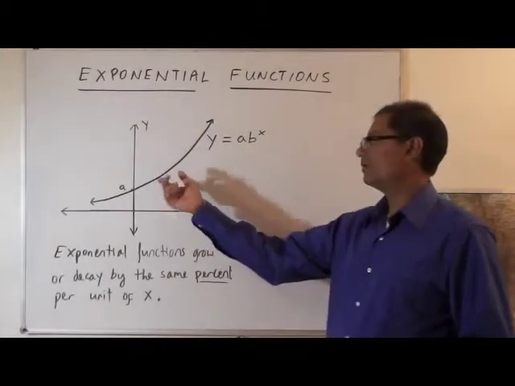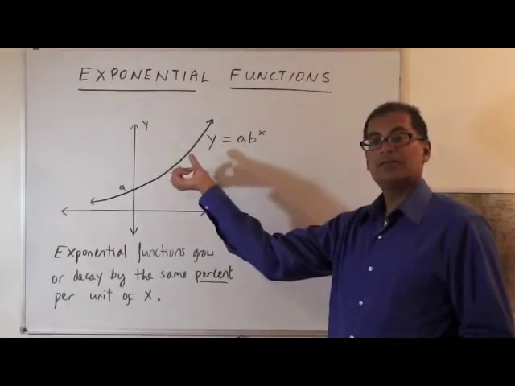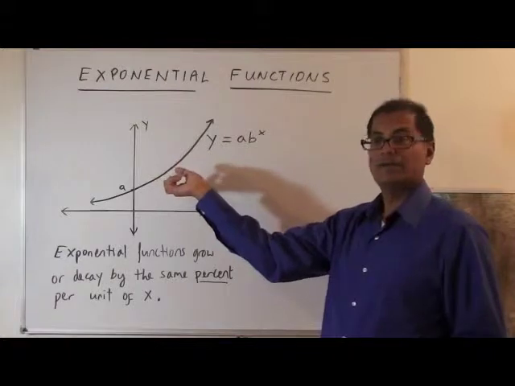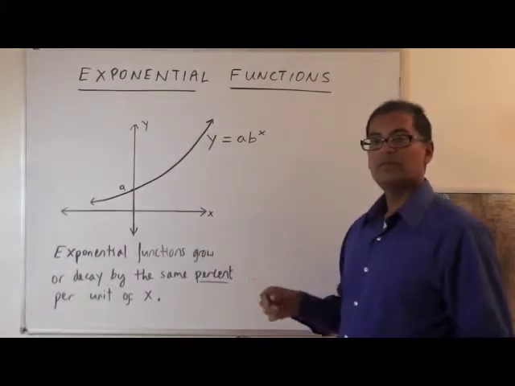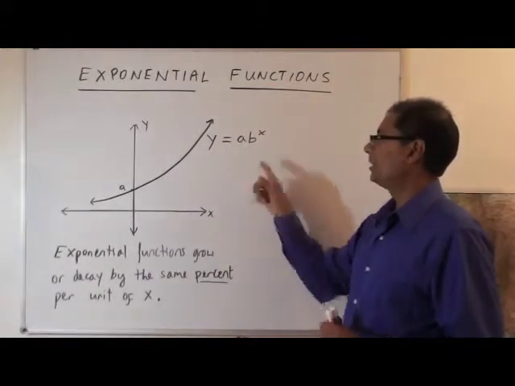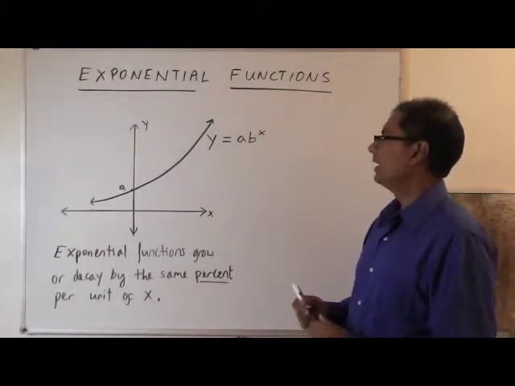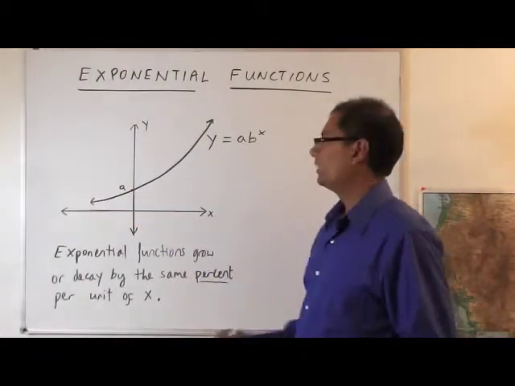And what that means is, as x gets bigger and bigger, that percent amount is going to be bigger and bigger too. And so that's what we call exponential growth. So exponential functions have the form y equals a times b to the x. And a is the initial value. You could see a is the y-intercept.